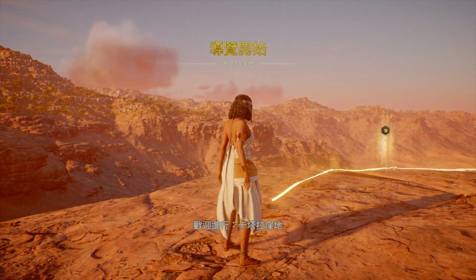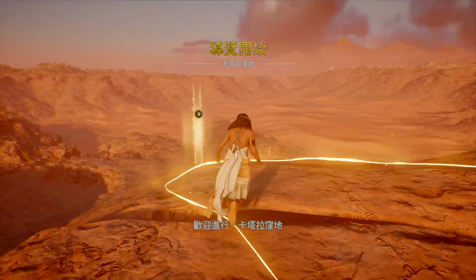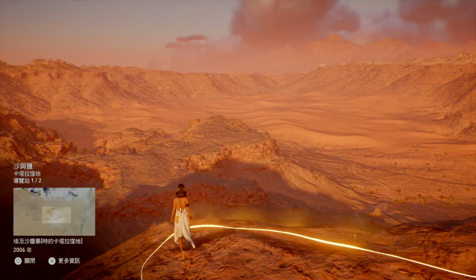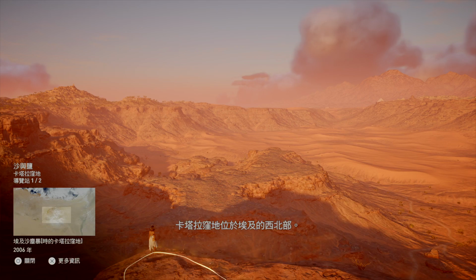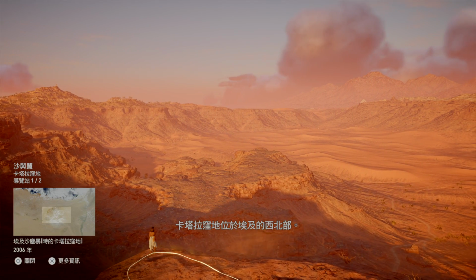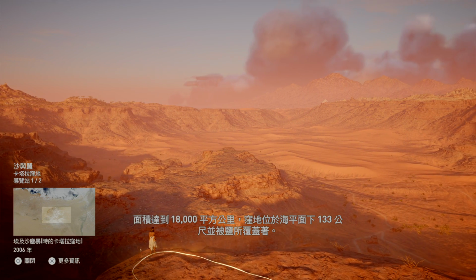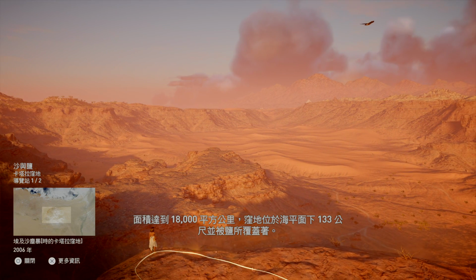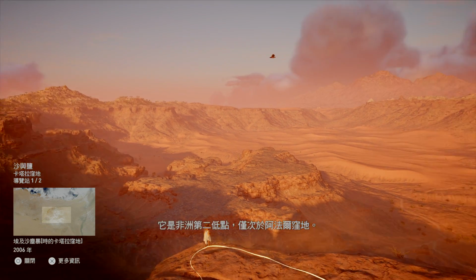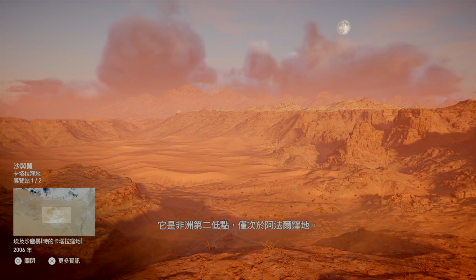Welcome to the Qattara Depression. The Qattara Depression is located in the northwest part of Egypt. Reaching 18,000 square kilometers, the basin is 133 meters below sea level and covered with salt. It is the second lowest point in Africa, after the Afar Depression.